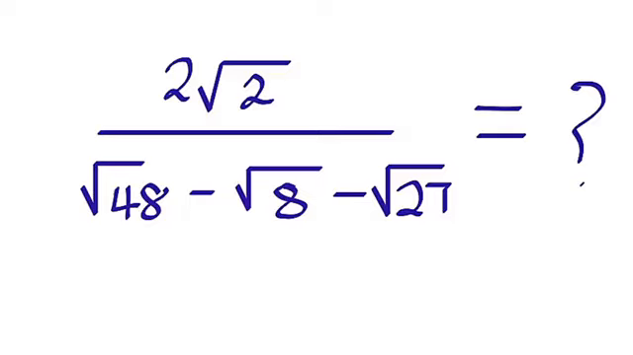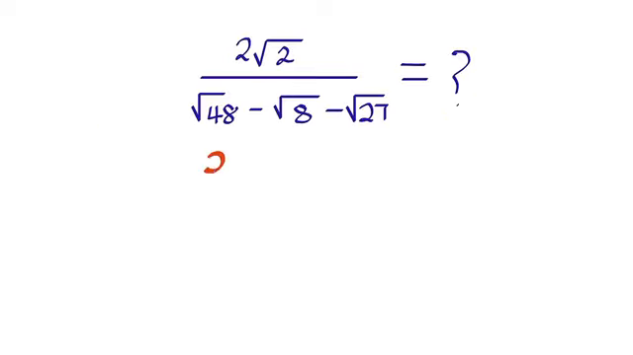Hello everyone, let's solve this problem here. This is from our sword. Okay, so we have 2 root 2 divided by root of 48 minus root of 8 minus root of 27. So now what are we going to do?